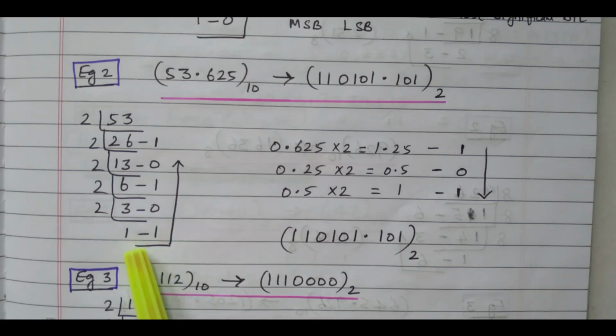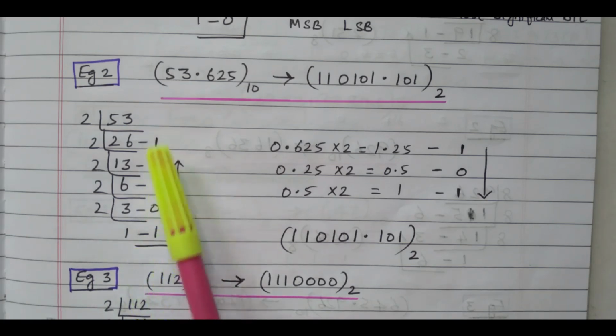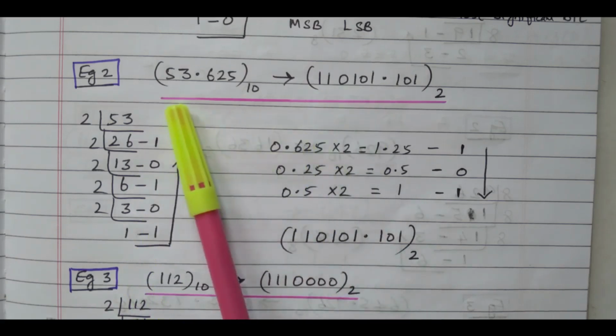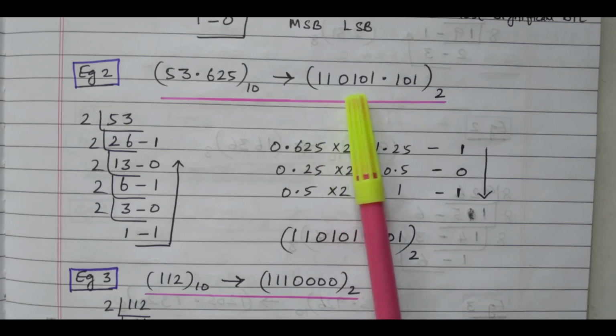So what is the number? 1 1 0 1 0 1. That is available, 1 1 0 1 0 1. This 53 is equivalent to this binary number.